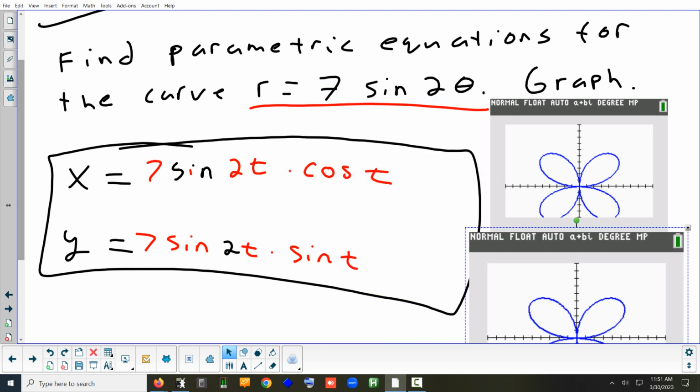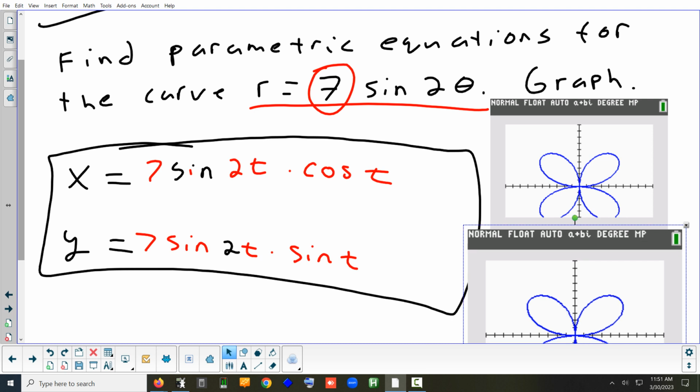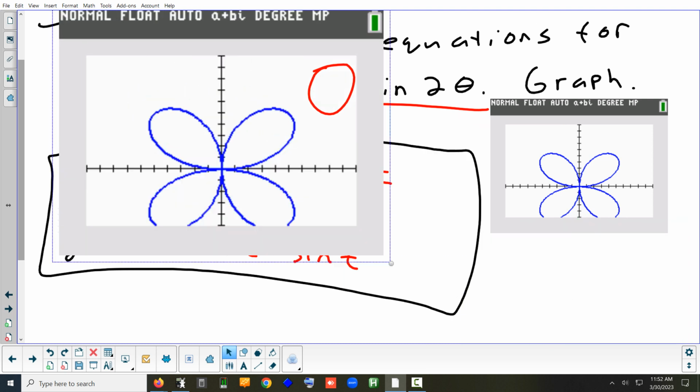So these are called petals, right? So this is a petal curve. And this particular petal curve has 4 petals. And this 7 shows up somewhere in this picture. Anyone have an idea where the 7 might be? Is it the furthest point away from the origin? Yeah, it's basically the length of one petal.